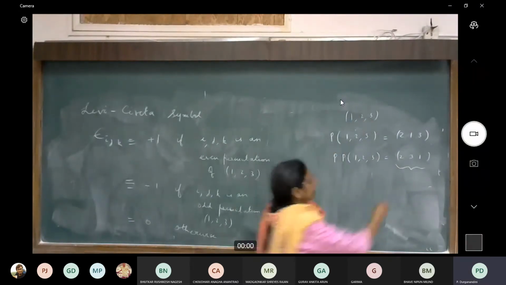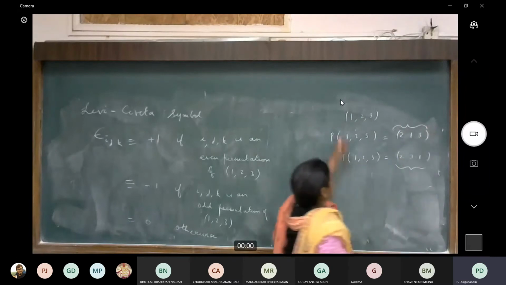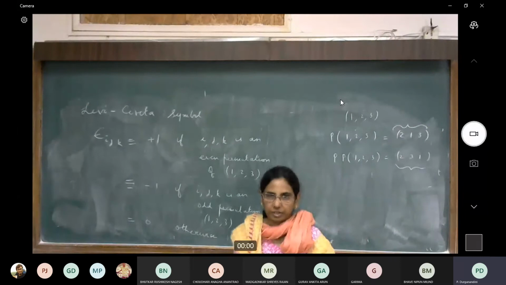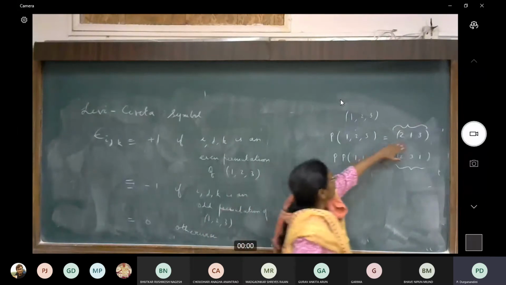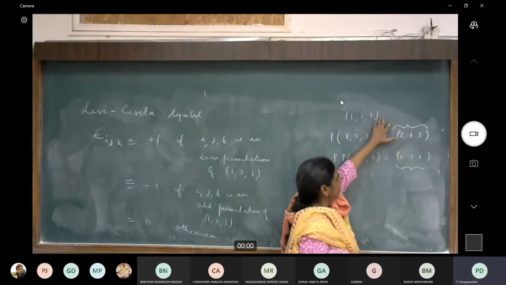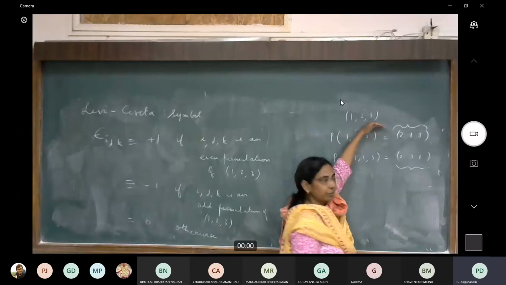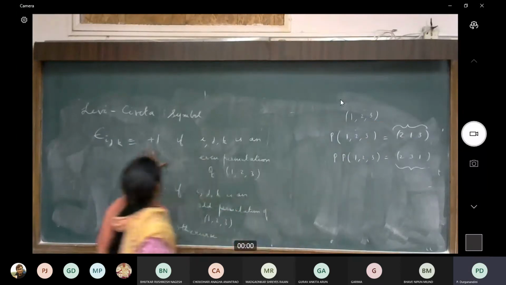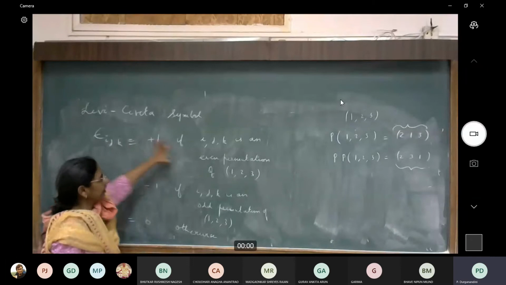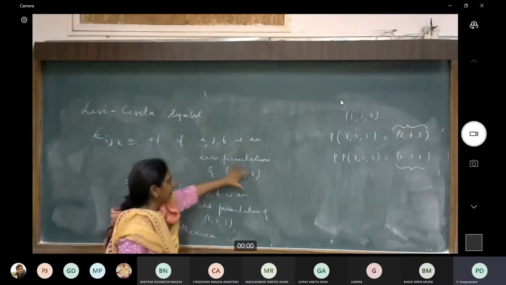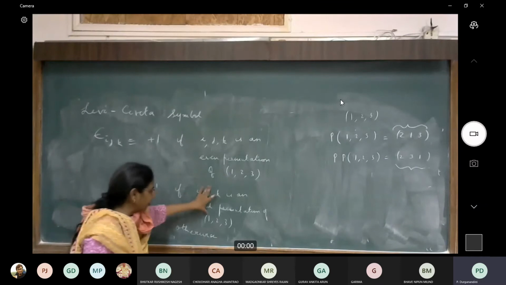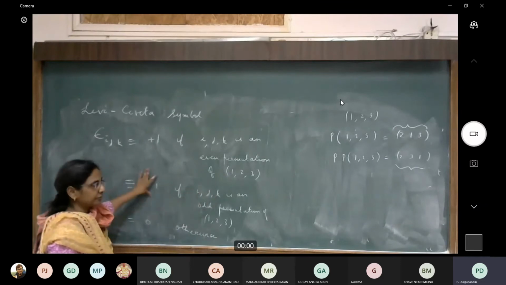On the other hand, this particular order of the three numbers 1, 2, 3 can be achieved from here by doing only one permutation. So this I will say corresponds to an odd permutation of 1, 2, 3, and this I will say corresponds to an even permutation of 1, 2, 3. And what this definition is telling you is that if your ijk is an even permutation of 1, 2, 3, then the value is +1 for this epsilon. If it is an odd permutation of 1, 2, 3, it is -1. And otherwise it is 0.